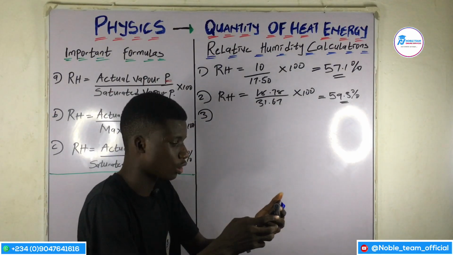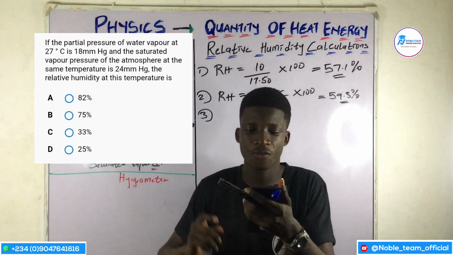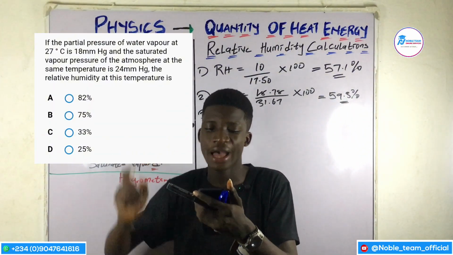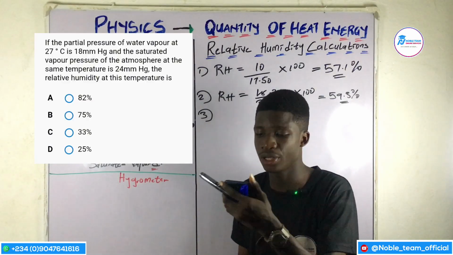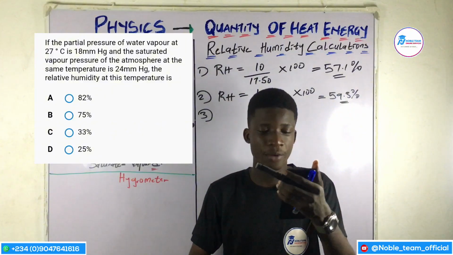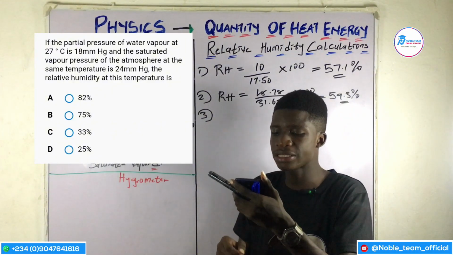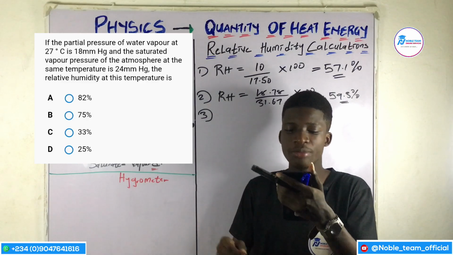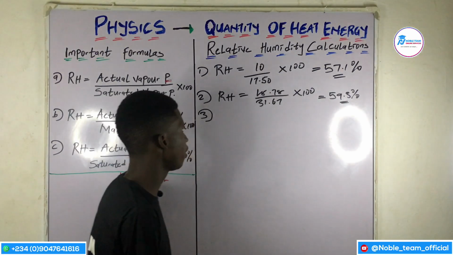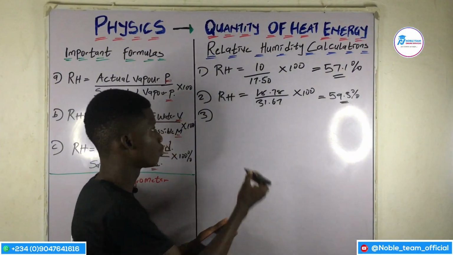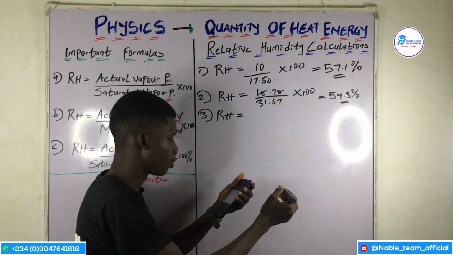So let's solve question 3. Now question 3 says that if the partial pressure of water vapor at 26 or 27 degrees Celsius is 18 millimeter mercury, and the saturated vapor pressure of the atmosphere at the same temperature is 24 millimeter mercury, then the relative humidity at this temperature is what? Still the same thing. When we solve up to question 5, I'm going to be giving you some tricks. So make sure you follow this video to the end.